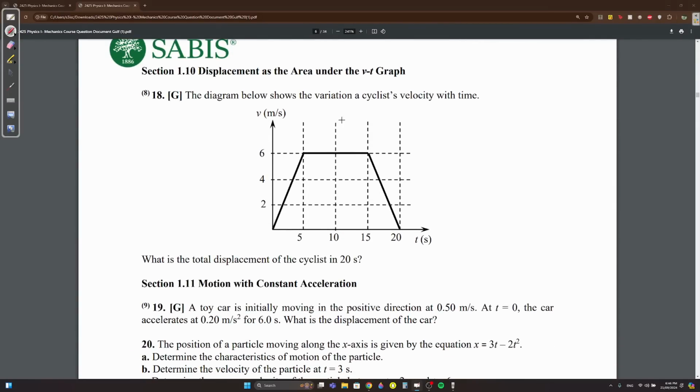What is the total displacement here in 20 seconds? It's a VT graph. Displacement in a VT graph is just the area under the graph. This is a trapezoid. So, area of a trapezoid is base 1 plus base 2 over 2 times the height. Base 1 is 20. Base 2 is 10, over 2, times the height, which is 6. You get 90. You should get 90.